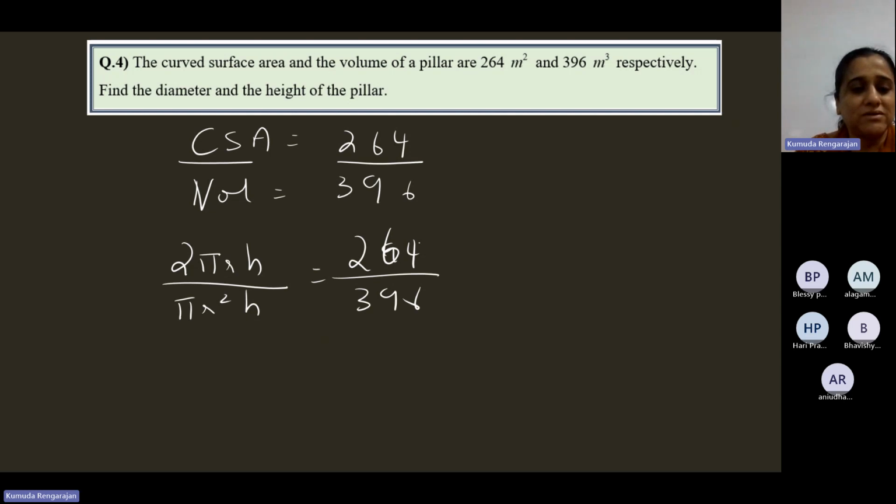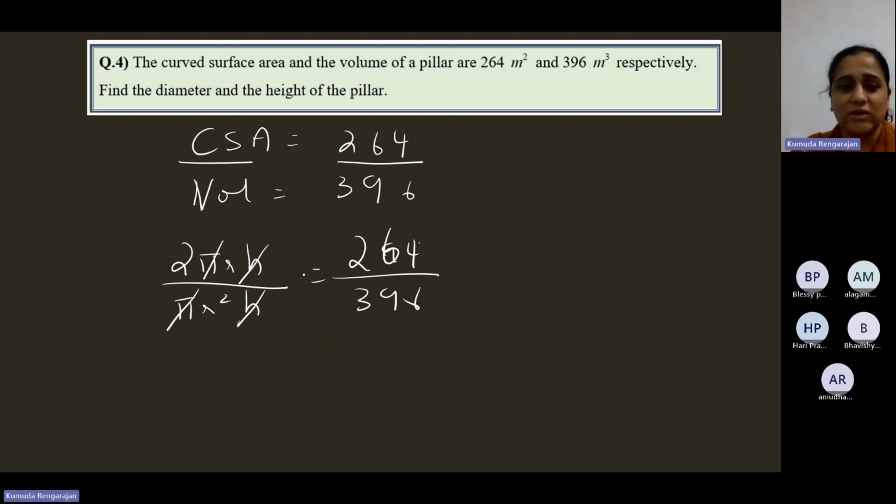So now what happens here? Pi and pi get cancelled. H and h get cancelled. We don't know the value, and we don't want the value also. Even if you know the value, they're going to get cancelled anyway.